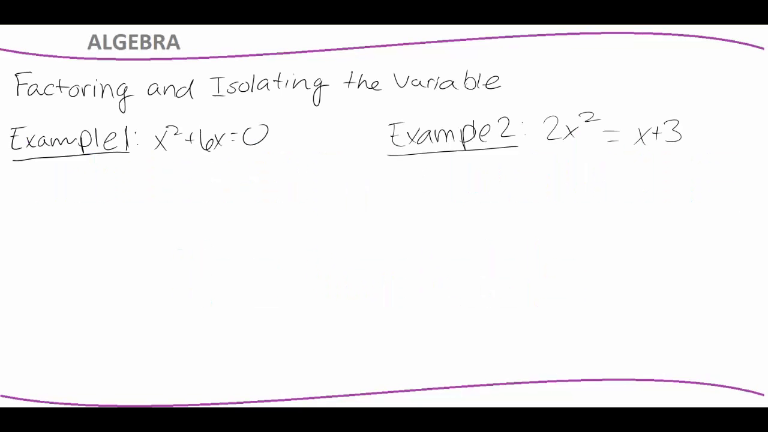Today we're going to talk about factoring and isolating the variable. We're going to do 3 different examples. Here are the first 2 examples. Example 1 is x squared plus 6x equals 0. We're going to solve this equation.